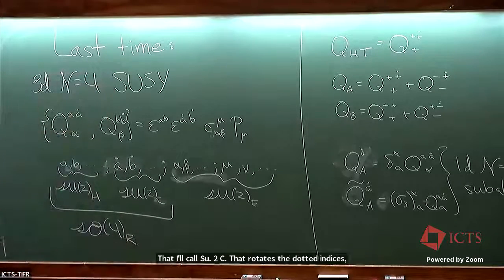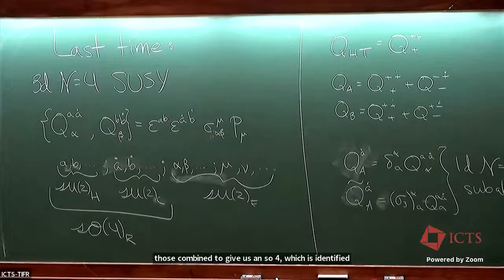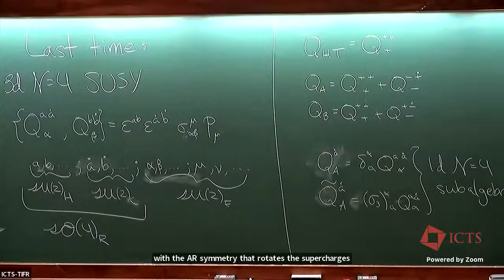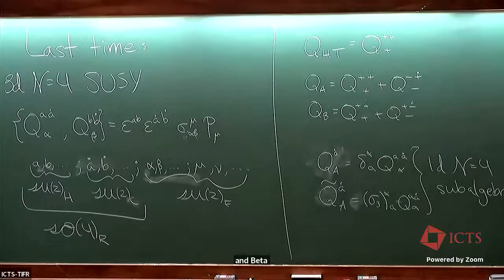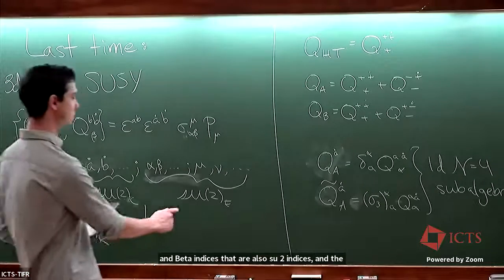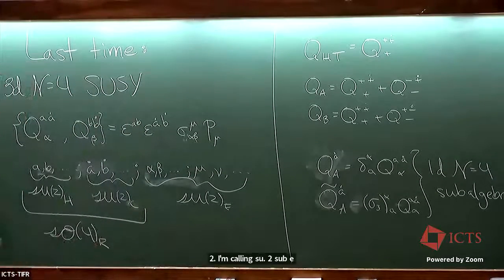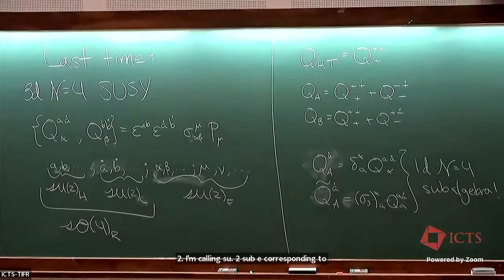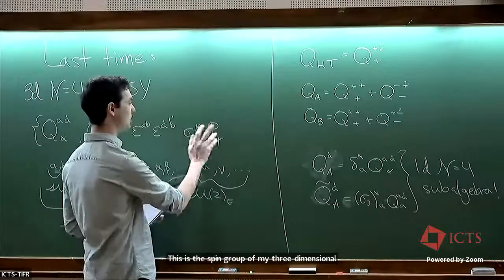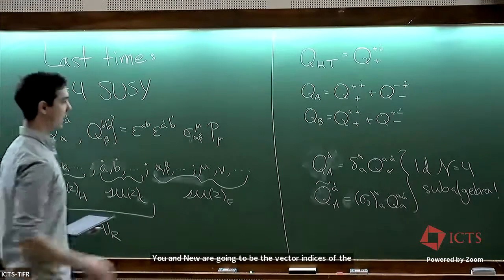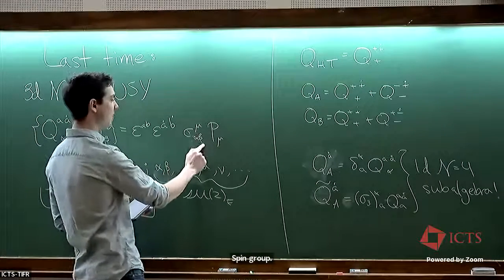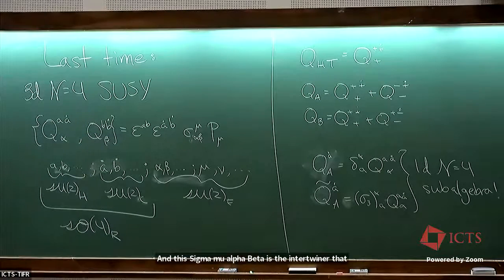Those combine to give us an SO4, which is identified with the R symmetry that rotates the supercharges amongst themselves, but doesn't touch space-time at all. And then there are also the alpha and beta indices that are also SU2 indices. The corresponding SU2 I'm calling SU2 sub E, corresponding to Euclidean rotations. This is the spin group of my 3-dimensional space-time. Mu and nu are the vector indices. And this sigma mu alpha beta is the intertwiner that takes 2 spinors and gives you a vector, the Pauli matrices, if you prefer that name.